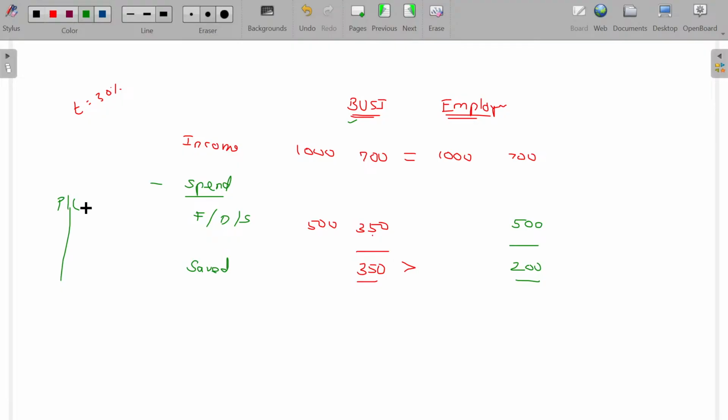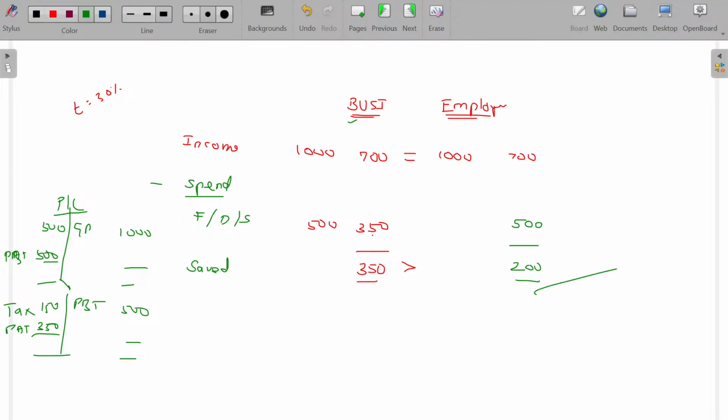Let's see. The business person says, in his P&L account, his income, gross profit, 1,000. Food, dress, and shelter 500 goes, and he says, I'll get 500 rupees being the profit before tax. From the profit before tax, he subtracts the tax at the rate of 30%, 150. Net profit or profit after tax taken to the balance sheet is 350.